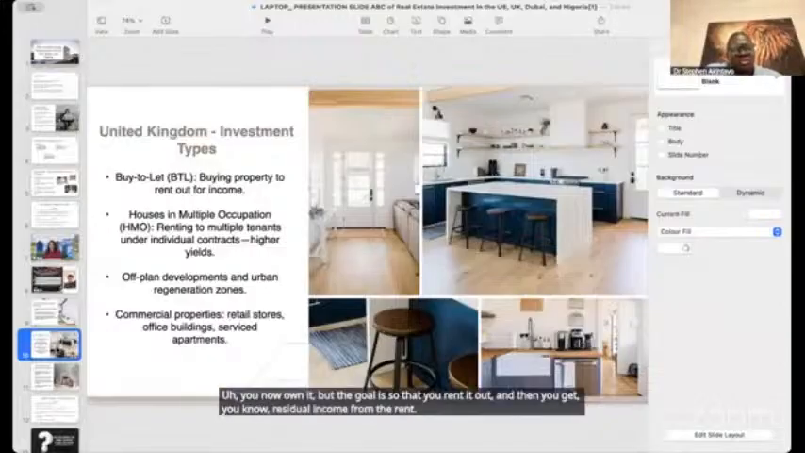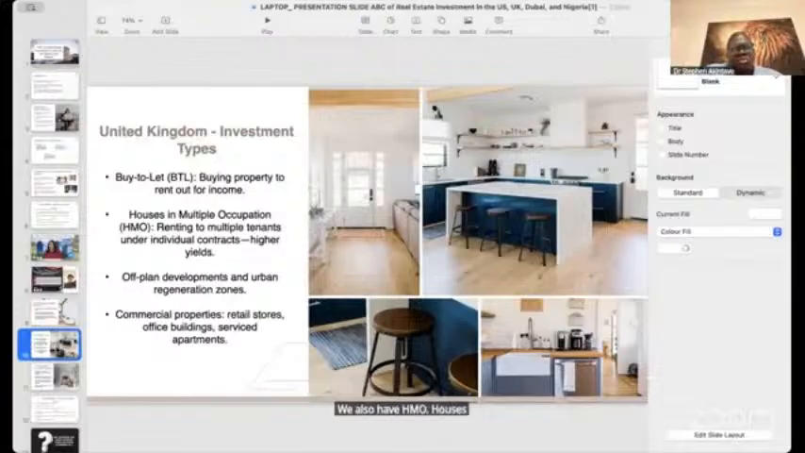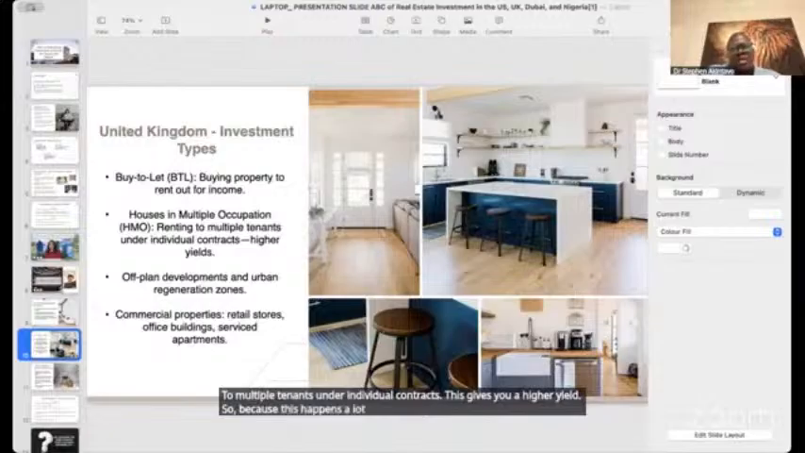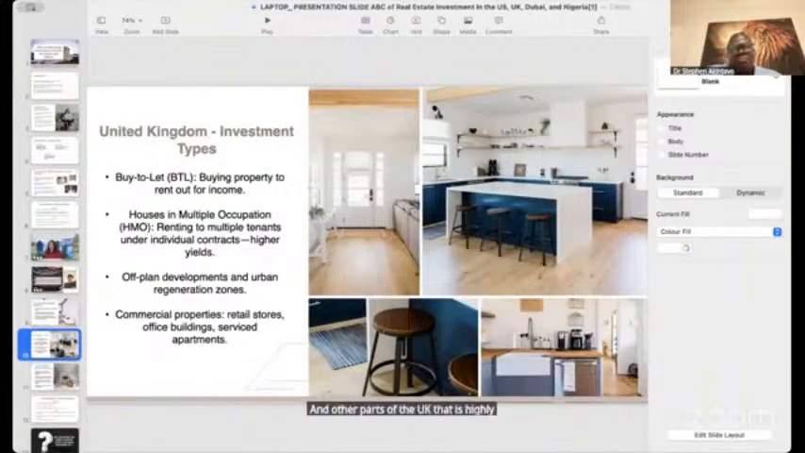We also have HMO, houses in multiple occupations. This is renting to multiple tenants under individual contracts, and it gives you a higher yield. This happens a lot in London and other highly dense parts of the UK, where income inequality is getting wider. A lot of people cannot afford to rent an entire 3-bedroom, right? So with HMO, you can get a permit to renovate a 3-bedroom and turn it into a 5-bedroom or 6-bedroom.